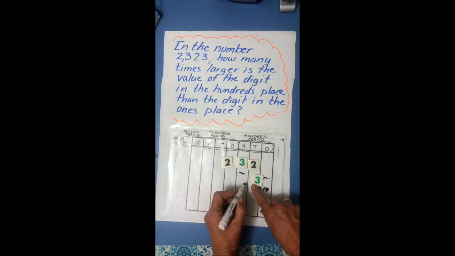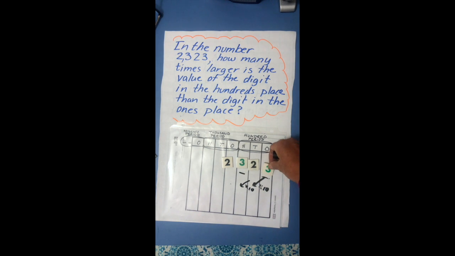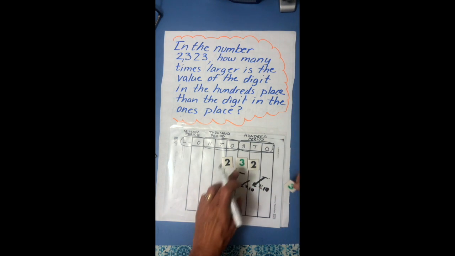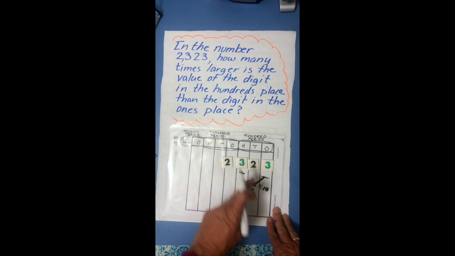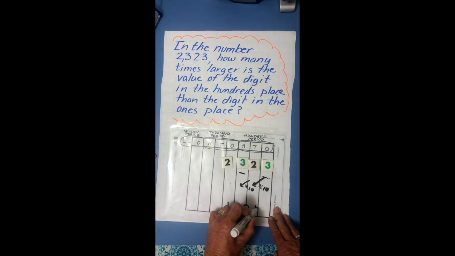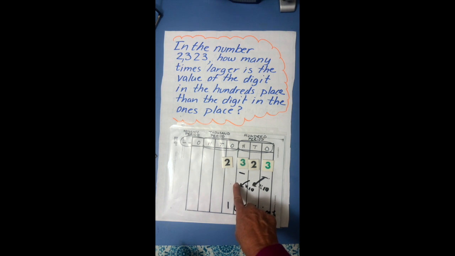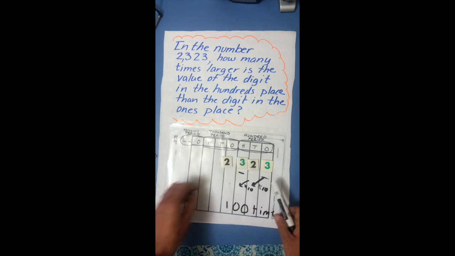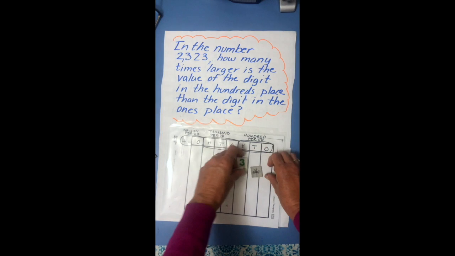But it looks like I'm going to have to do it another time, times 10. And once I do it, I can move this digit over 1, 2, and it'll get to the hundreds place. So it looks like this digit here is 10 times 10. This digit here is 100 times larger because I had to move it twice, and that means it's 10 times 10. So it's 100 times. Okay, let's go to the next problem.